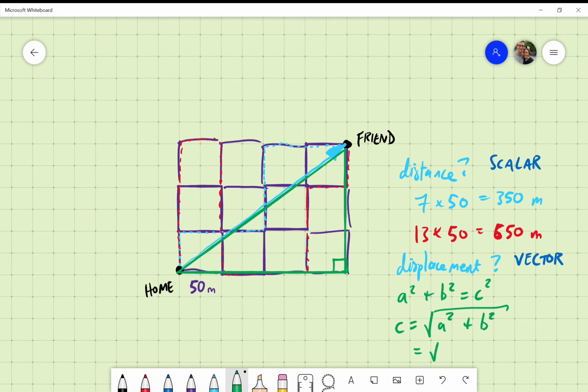and the a in this case was 200 meters, 50 times 4, and the b in this case is this one here, that is 150 meters, 50 times 3. There you go. And you go and get your calculator and you work that out. 200 squared. I'm doing this on the side, you can't see that, but I promise you I am.